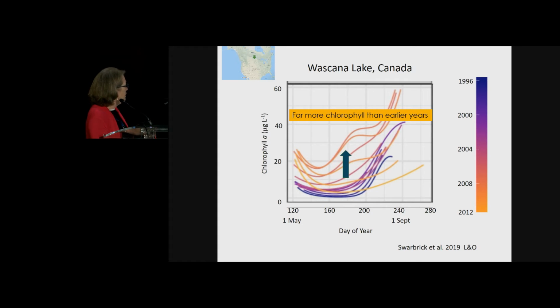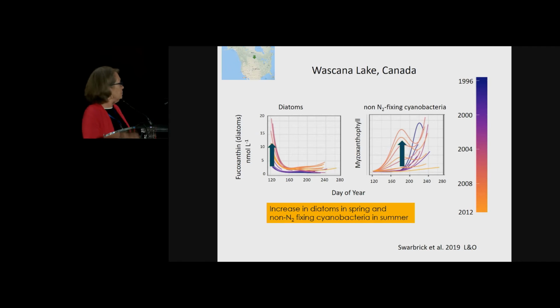Shown here in blue lines are the 1990s data, and as it gets more orange, the more recent data, and this is just chlorophyll. You can see the eutrophication of the lake, much more chlorophyll now in recent years. And this chlorophyll is composed in the spring of more diatoms, and in the summer more non-nitrogen-fixing cyanobacteria based on pigment composition.